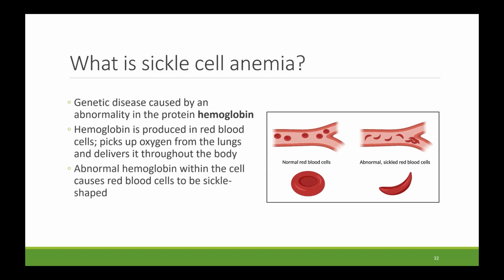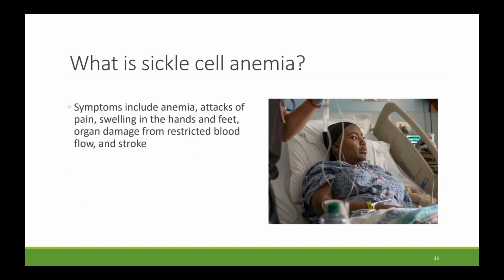A normal, healthy red blood cell, which you see on the left side of this picture, is nice and round and plump, but sickled red blood cells, which you see on the right, have this crescent shape, which makes it more difficult for that blood to circulate. The sickled cells can become trapped in blood vessels, and this leads to a variety of symptoms, including anemia, attacks of pain, swelling in the hands and feet, organ damage from restricted blood flow, and stroke.